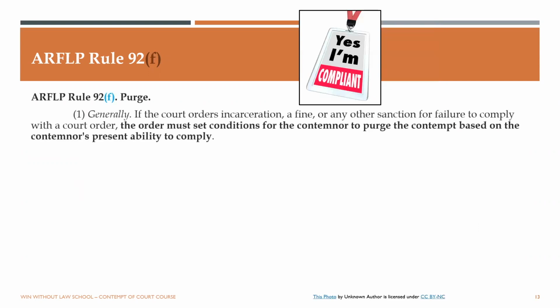All right, and now finally we have Rule 92F. Actually, there might be some more. This may not be the final one, but we're close to the end. This is the purge provision. So if the court orders incarceration, a fine, or any other sanction for failure to comply with a court order, the order must set conditions for the contemptor to purge the contempt based on the contemptor's present ability to comply.